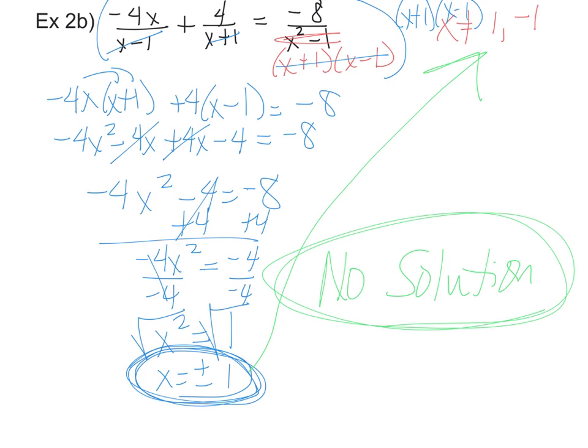So this is our last example of the rationals. Remember, the key to rational equations is setting that denominator equal to 0, figuring out which values x cannot be, and then checking your answer. Cool.